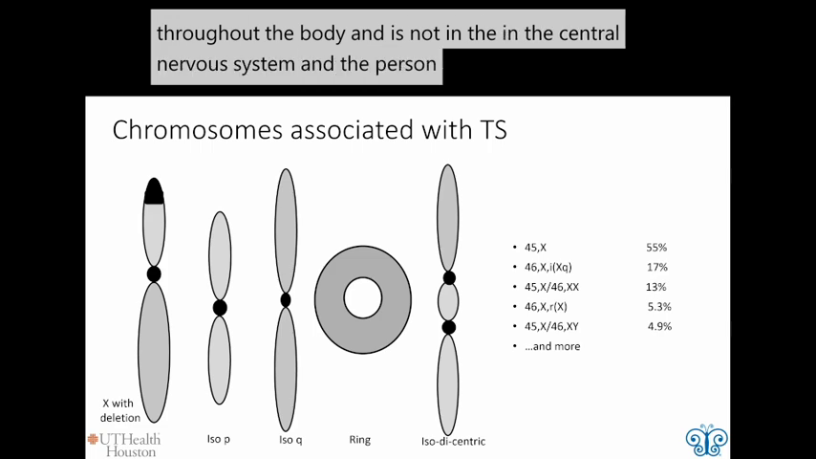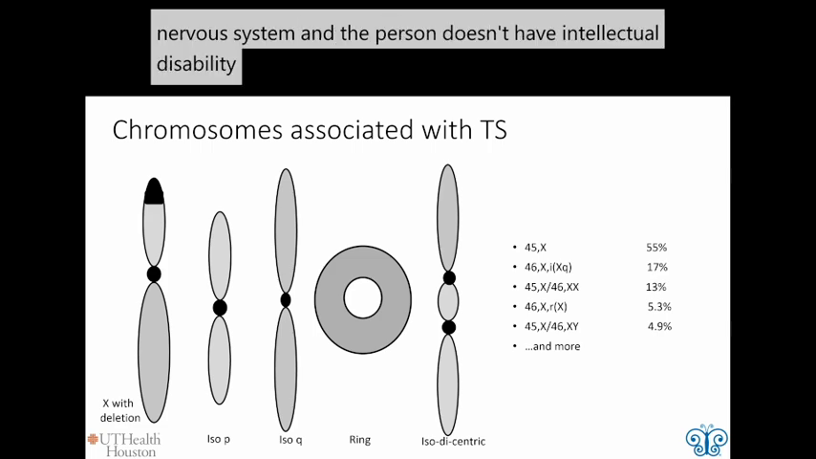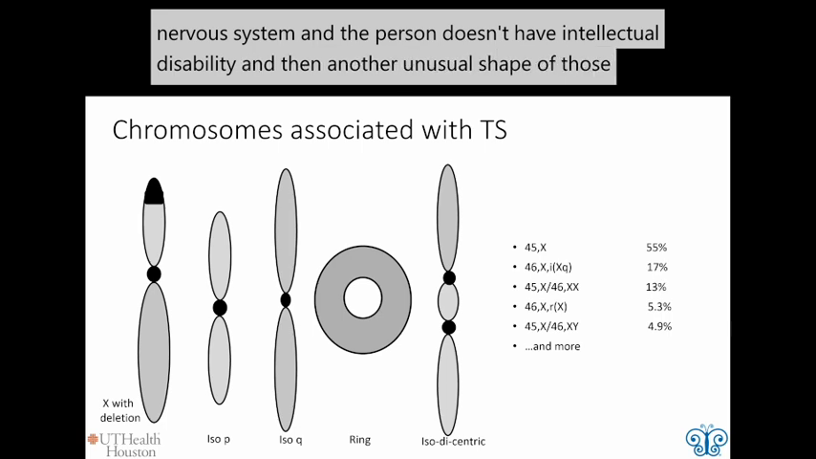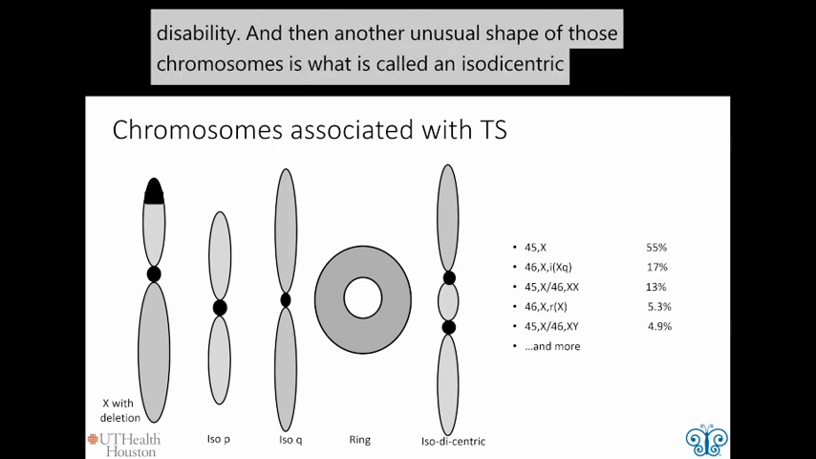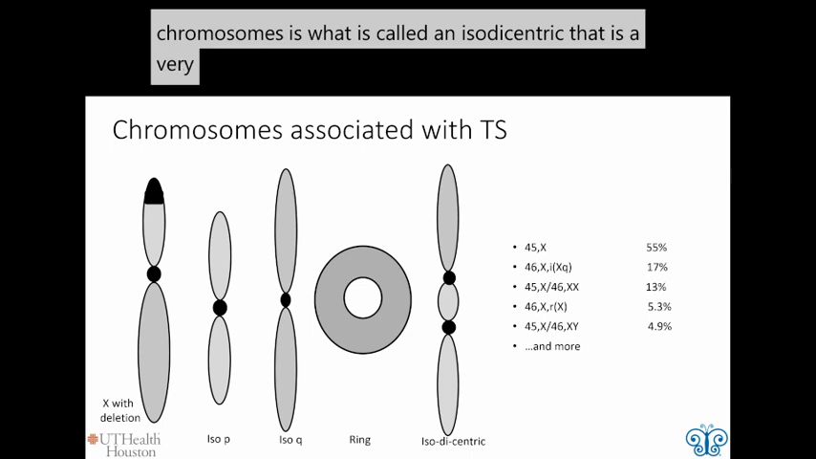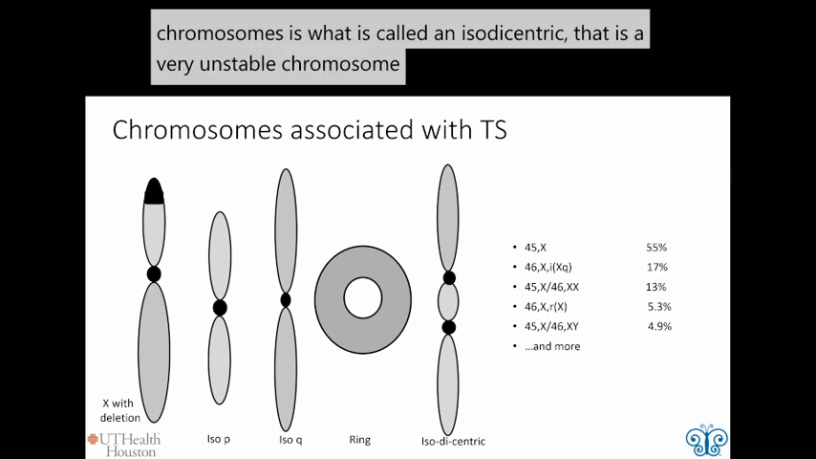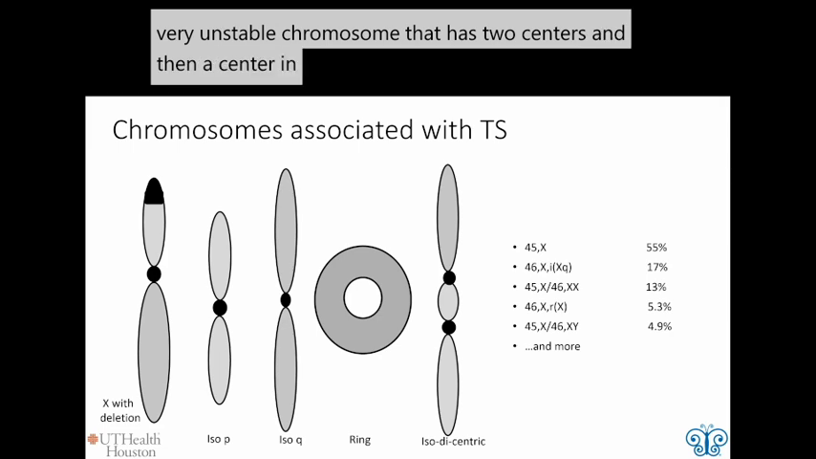and are not in the central nervous system if the person doesn't have intellectual disability. And then another unusual shape of those chromosomes is what is called an isodicentric. That is a very unstable chromosome that has two centromeres and then a center of genetic material in the center.